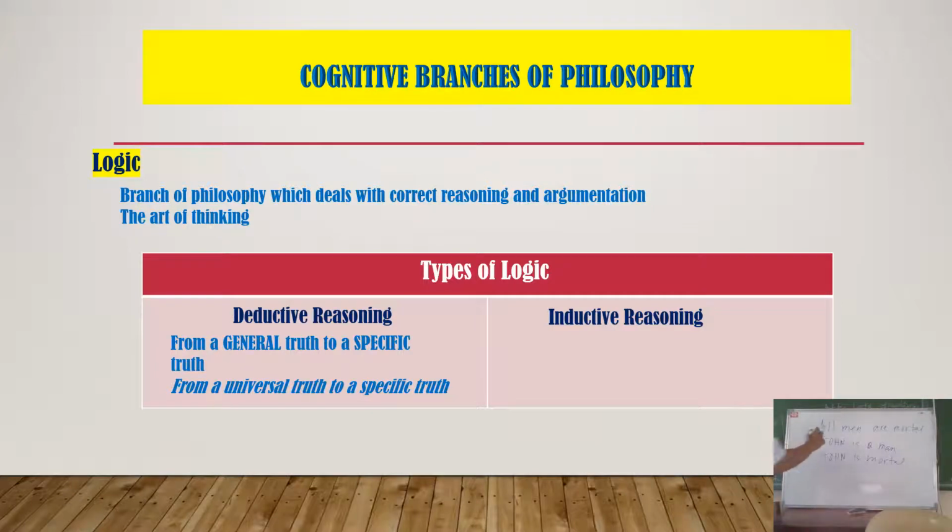So I believe that you all agree that all men are mortal. So it is supported by the statement John is a man. So John is mortal. Alright?